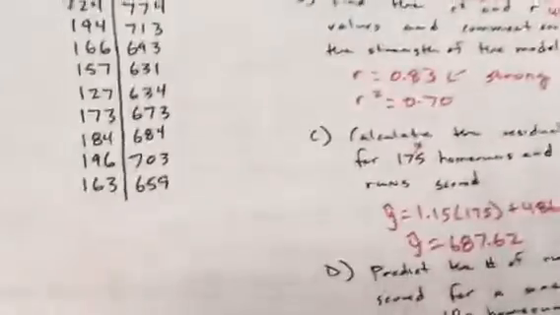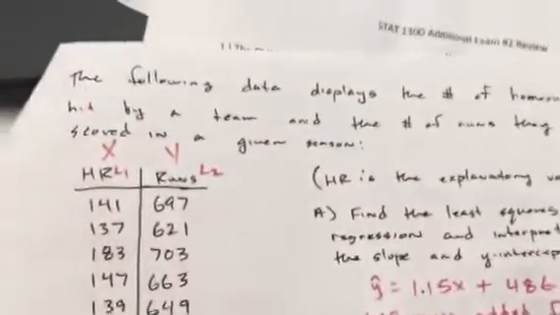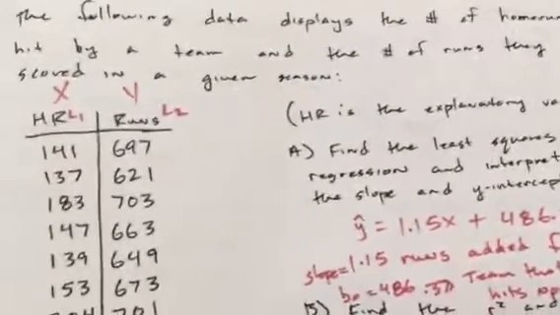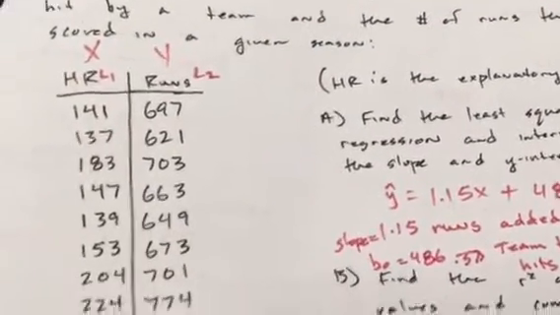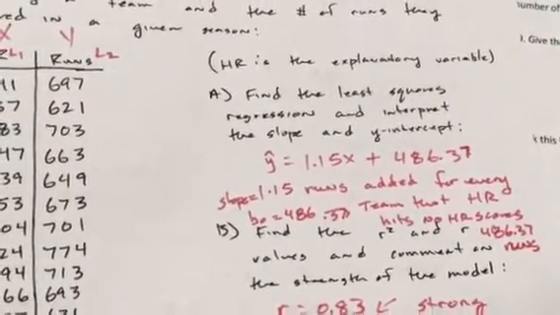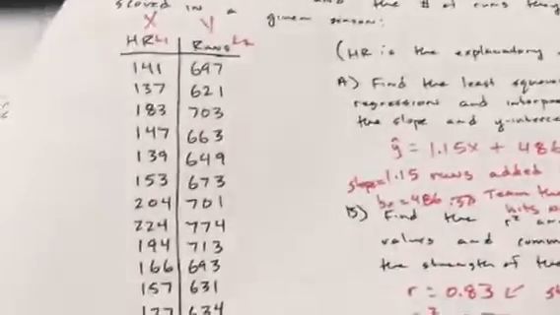Okay, I believe this is number 8. Let's look at number 8, folks. The following data displays the number of home runs hit by a team and the number of runs they scored in a given year. Find the least squares regression slope, and interpret the slope and the y-intercept.